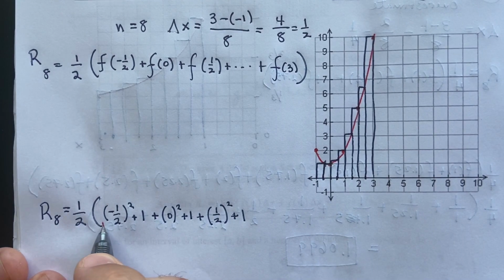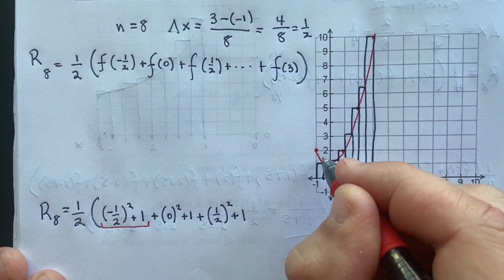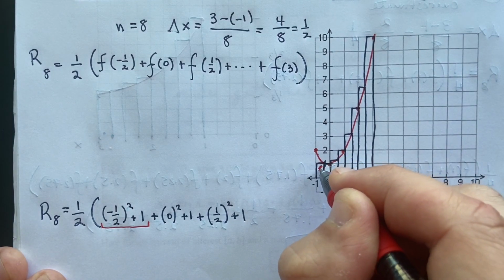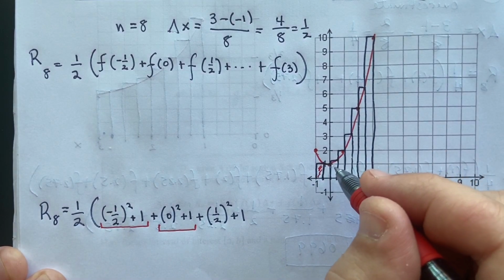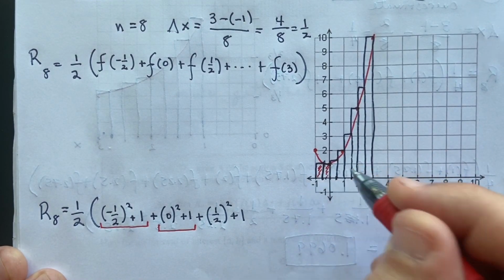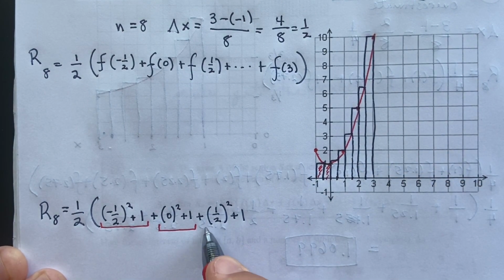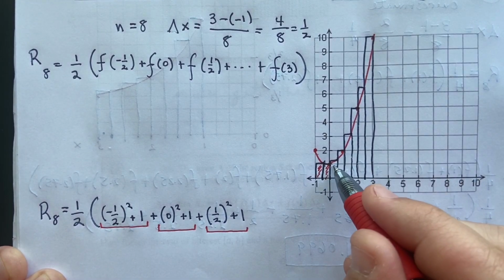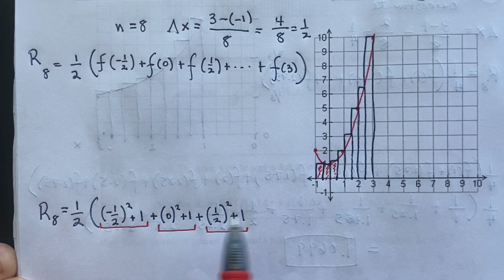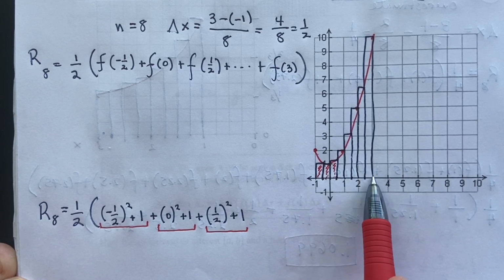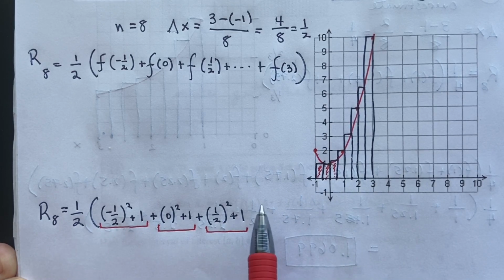Right, so this is the height of the first rectangle here. This is the height of the second rectangle right here. This is the height of the third rectangle right here. The widths of the rectangles are all the same. They're all this 1/2, so I just factored that out.